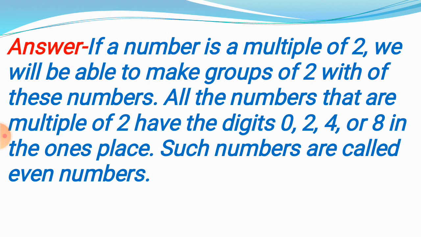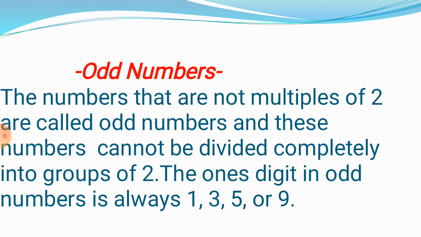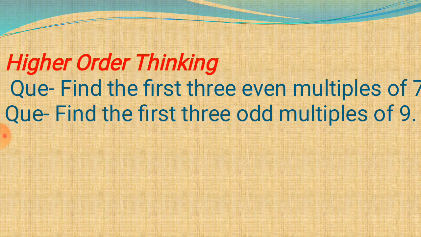And children, odd numbers: the numbers that are not multiples of 2 are called odd numbers, and these numbers cannot be divided completely into groups of 2. The last digit in odd numbers is always 1, 3, 5, 7 or 9. So children, this is a hard, higher order thinking question. So the question is, find the first 3 even multiples of 7. And second question, find the first 3 odd multiples of 9.